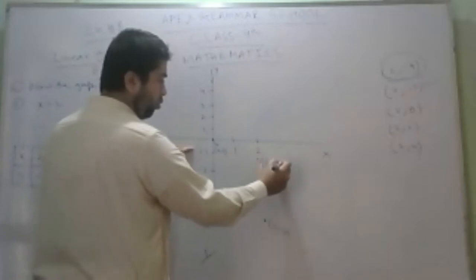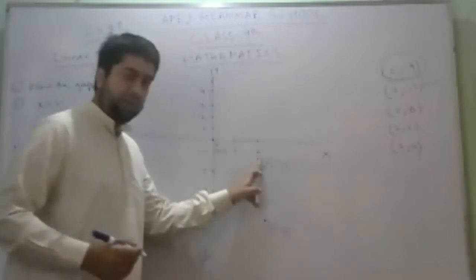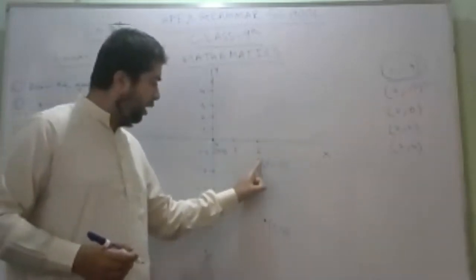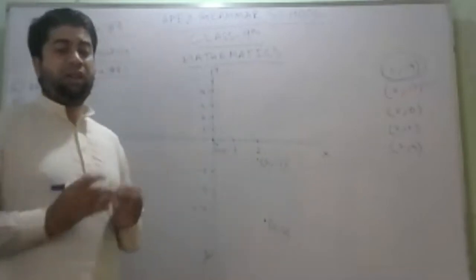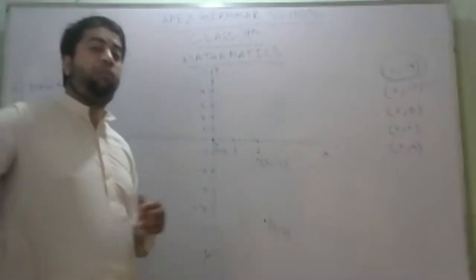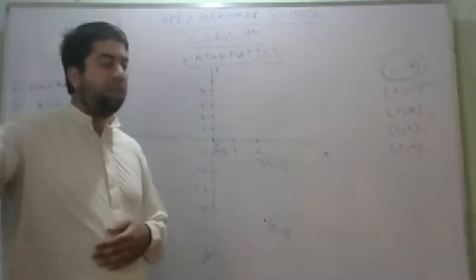This is (2, -1). Now this point is in front of positive 2 and in front of negative 1. This point must be in front of both axes. Okay. Now we will discuss this point (2, 0).